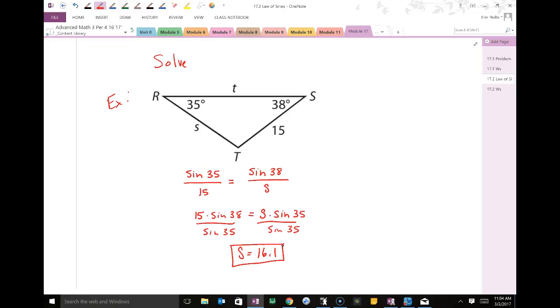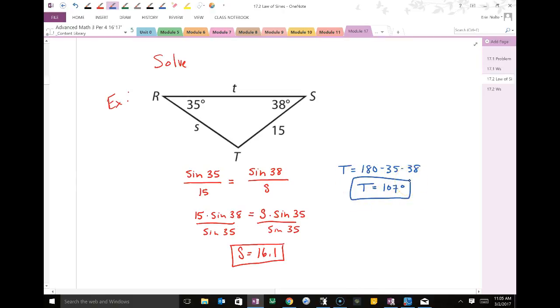What can we do? 180 minus 3. Ah, right, we got two angles. Okay, if we got two angles, we can find the third by just doing 180 minus the other two. So t will be 180 minus 35 minus 38. Anybody get that? 107 degrees.